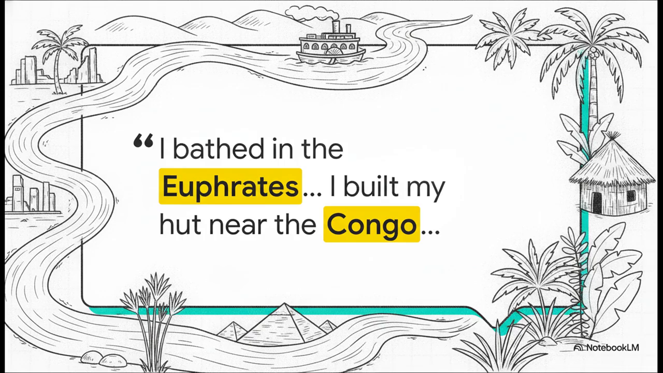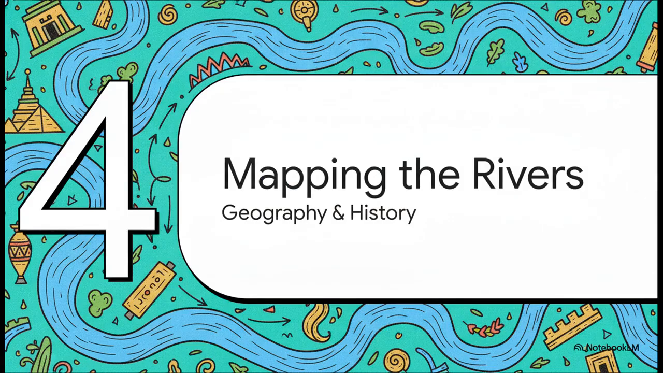Hughes then drops 4 massive geographical allusions in a single, breathtaking stanza, which we really need to unpack. He mentions the Euphrates, the Congo, the Nile, and the Mississippi. Remember our lesson on allusions earlier? He doesn't explain these places to us. He trusts us to know their historical weight. Let's explore that in Section 4, Mapping the Rivers.